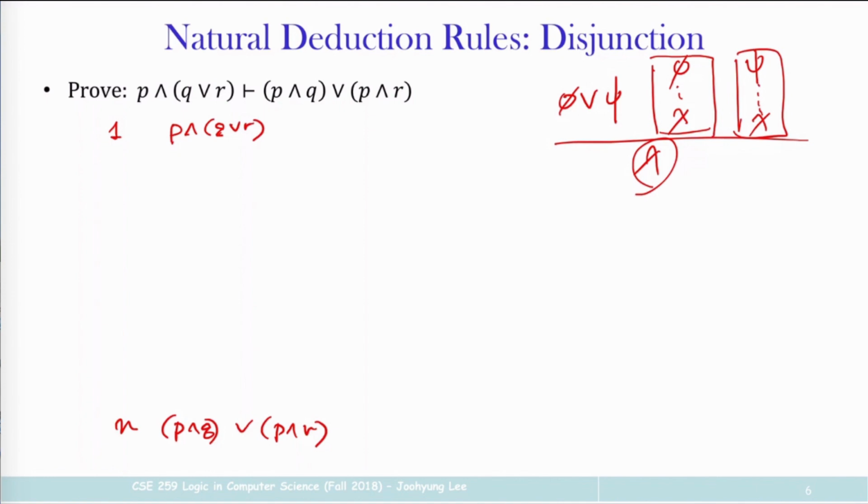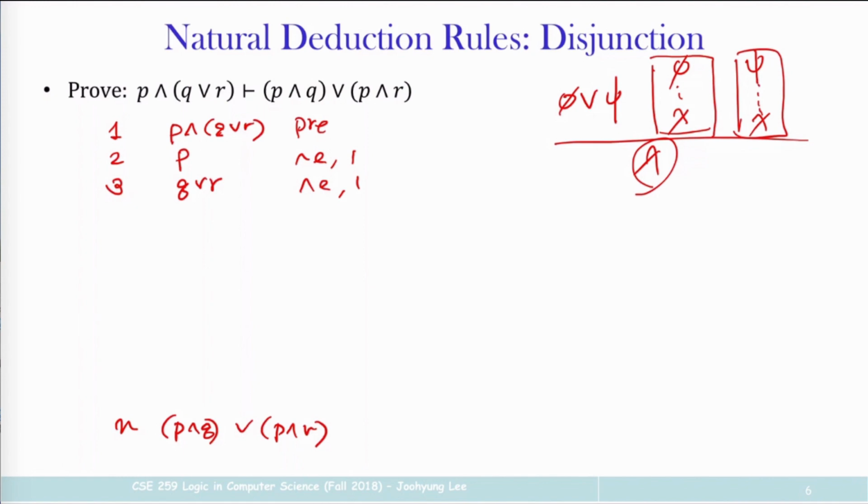Okay, so what we can do is try to get as many formulas from the premise. So in fact, this is a conjunction, right? So we can break this conjunction into two parts. One is P, another is Q or R. So this is conjunction elimination from line 1 in both cases. This is premise.